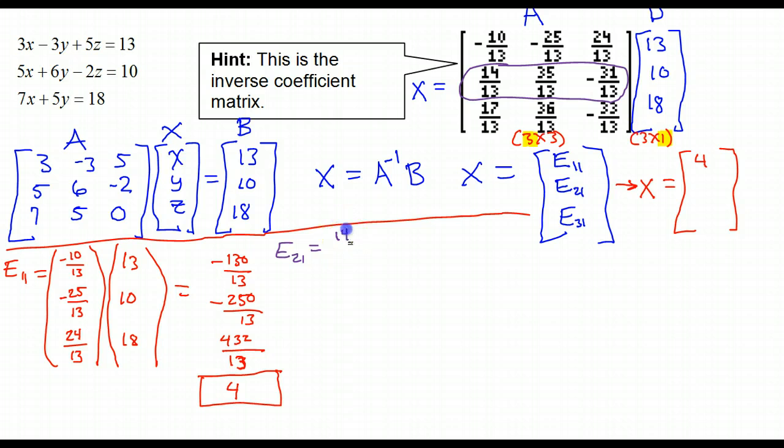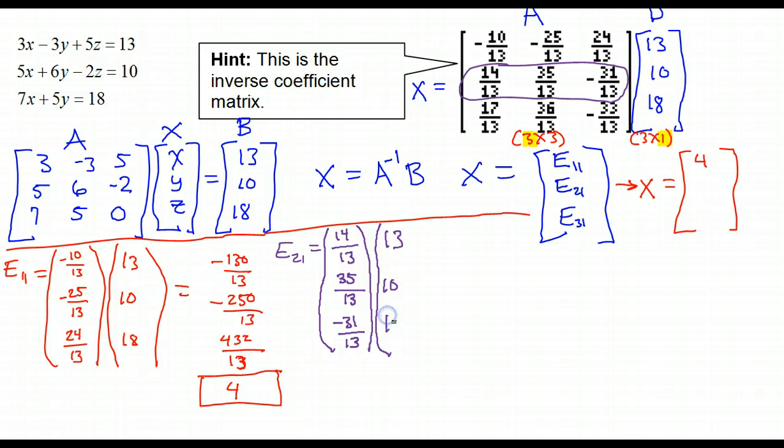So here we go. Row 2. We have 14 over 13, and we've got 35 over 13, and we've got negative 31 over 13. Okay, so that's row 2. Now, of course, column 1 is our good old 13 and 10 and 18.